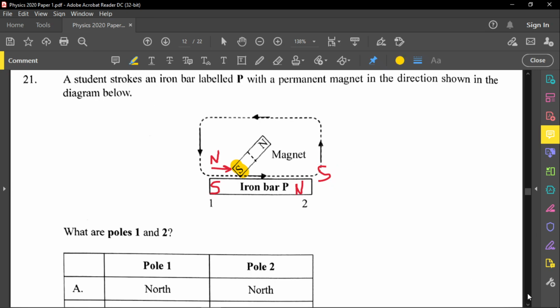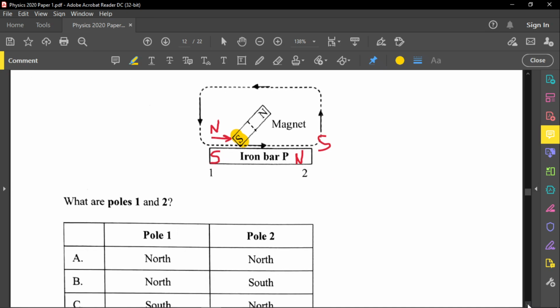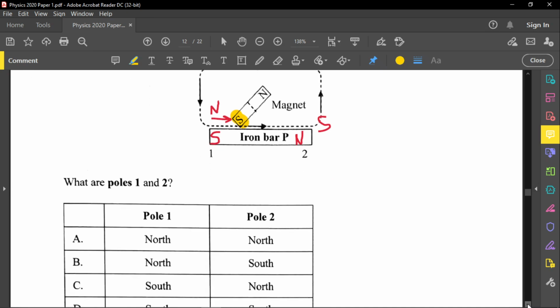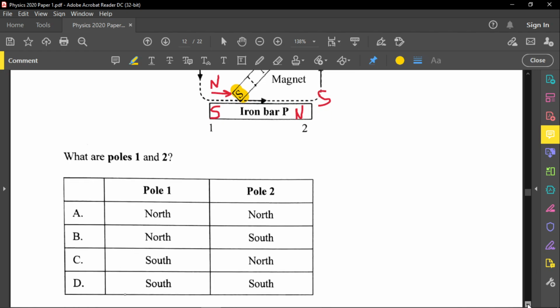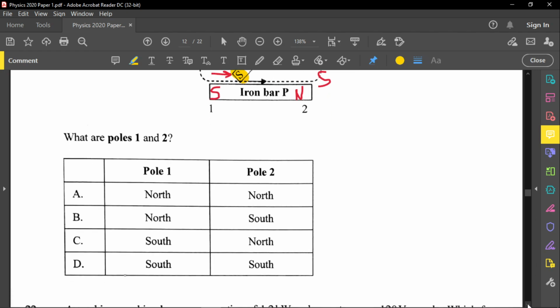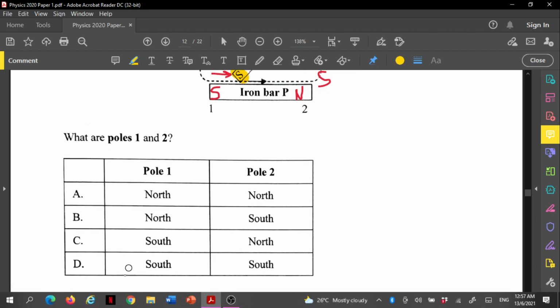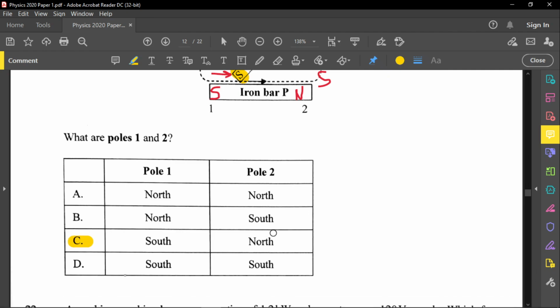All right, so let's look for an answer here. So 1 will be south and 2 will be north. And so looking for south and north, C is the correct answer right here. All right, great.